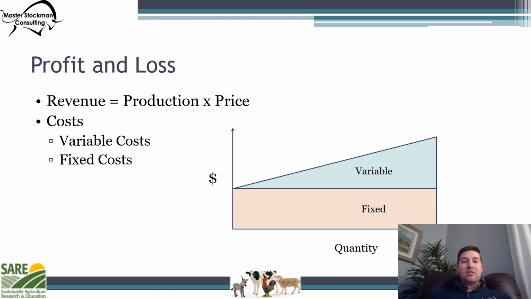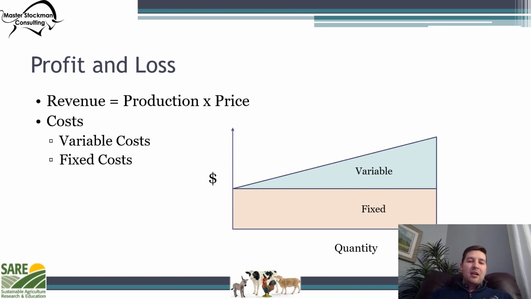Chickens are also going to need food, so as you have more chickens, you're also going to need more feed, so your feed cost is going to increase. Maybe you decide you're going to put eggs in cartons for people. So the more eggs you're producing, the more of those cartons you need, and the more your total cost is going to go up.